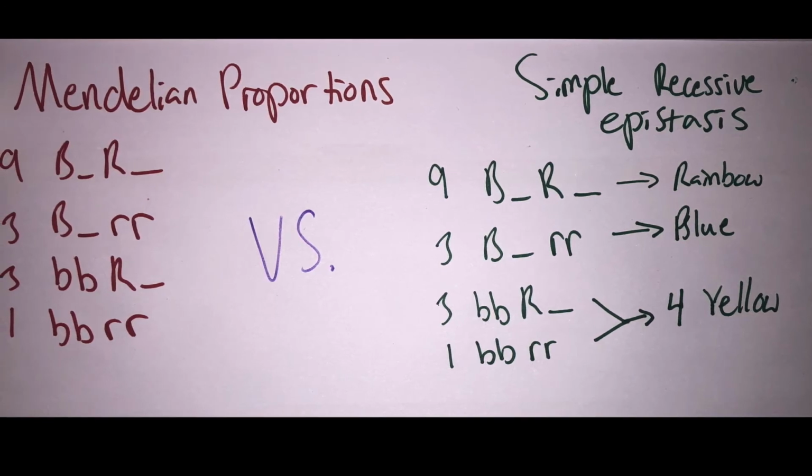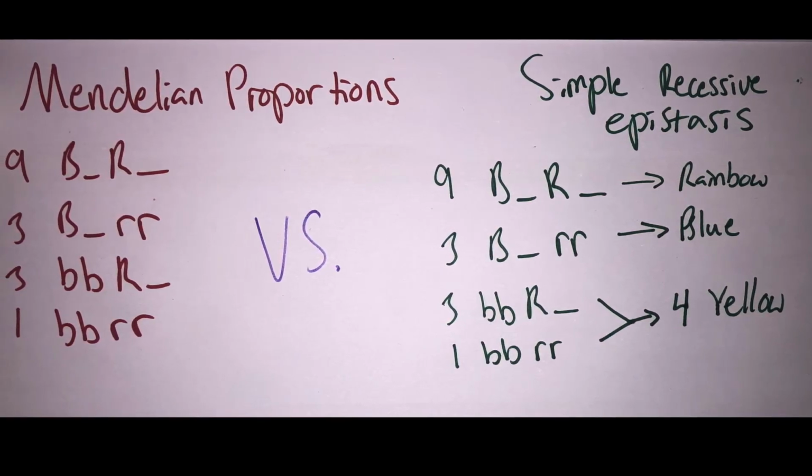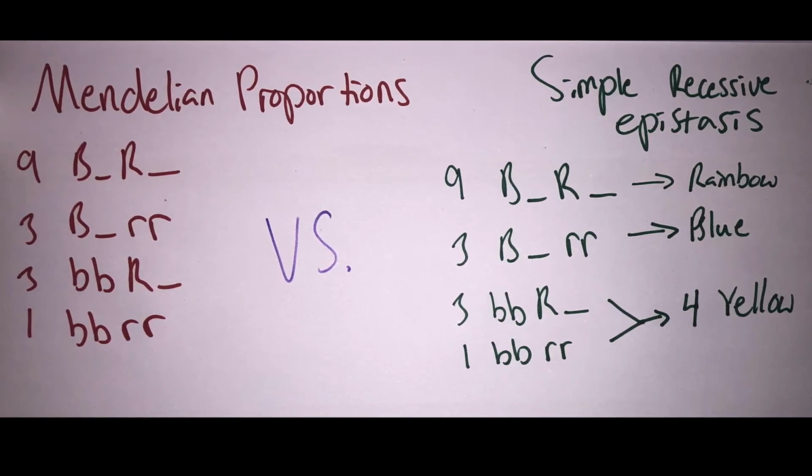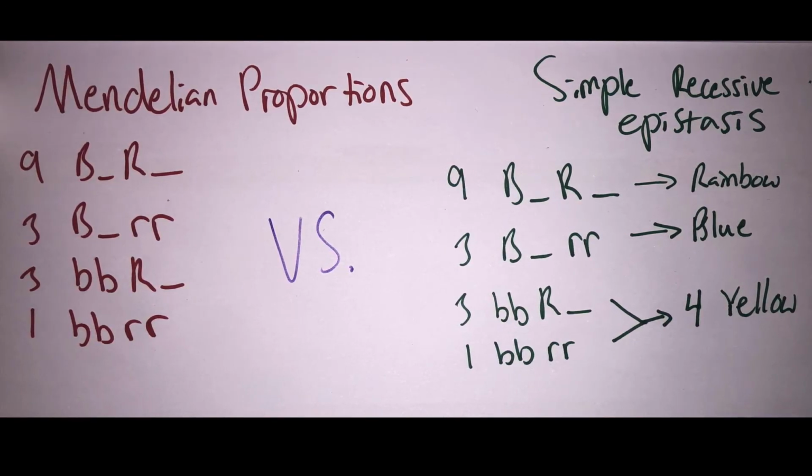This helps to show that in some traits where the first locus has homozygous recessive alleles, it will be epistatic to the second locus, causing only the expression of the homozygous recessive alleles.